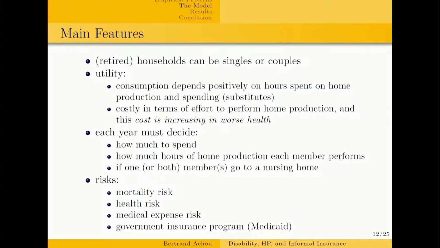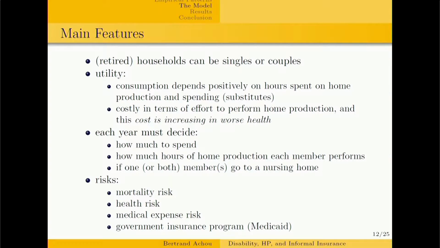But as you get sicker, it becomes more painful to do that, and so you may cut on this, and you may need people to help you. So that's the way it's modeled. So each year in the model, a household must decide on how much to spend. So it's also the desaving pattern. If you want to desave your wealth, it's going to link to spending.